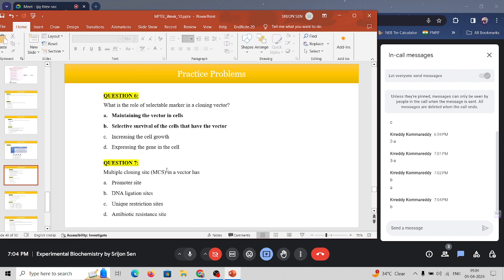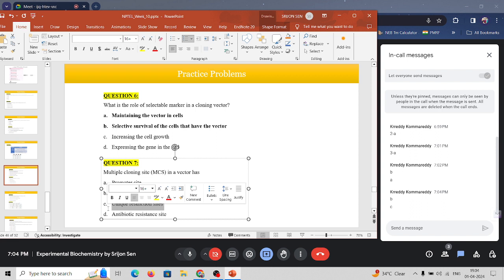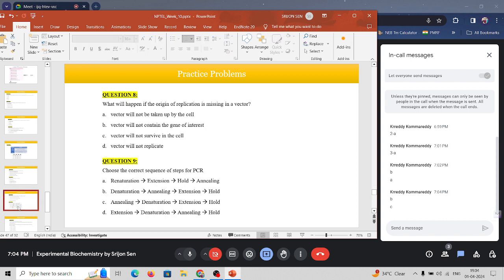Okay. The next one. Multiple cloning sites, MCS, in a vector has. What does MCS have? Promoter site, DNA ligation sites, restriction sites, antibiotic resistant sites. Yes, so these multiple cloning sites have unique restriction sites for the recognition of different restriction enzymes and nucleases that will cut and generate different sticky or blunt ends for the molecular cloning. Fantastic.